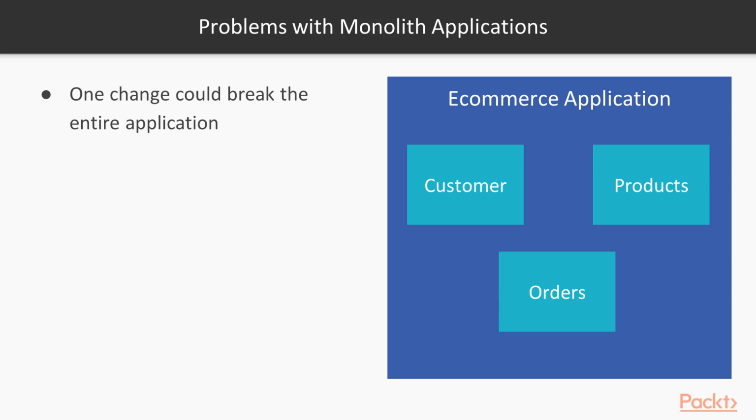What are the problems with such monolith applications? First thing is that if you make one change, it could break the entire application. So if you make maybe a change to the customer module, it could break the application or any of the other modules of the application. Sometimes applications need to be recompiled after changes, and this can be an issue. So if you even make the smallest change to one of the modules, you sometimes have to recompile the entire application. It also involves testing the entire application.